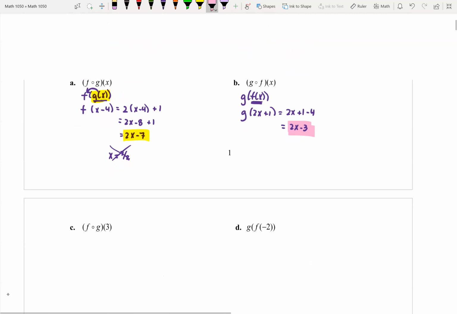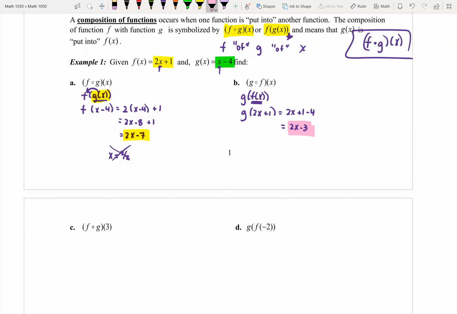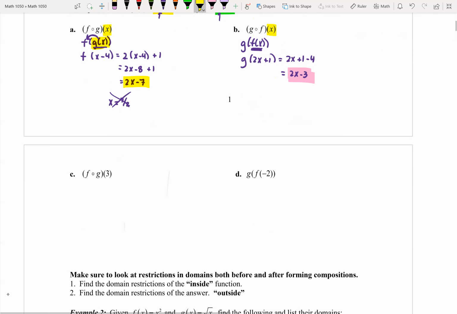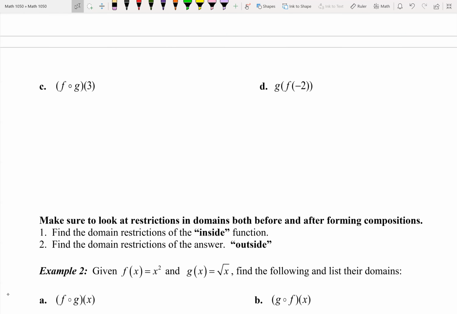F of g of 3. Okay, so this is different. Do you see right here, guys, on A and B? Do you see how those are just variables? It's like an x. And now on C and D, I have numbers. So everybody right here, write down numbers. You go from right to left. So you do it backwards if it's a number, like the 3 and the negative 2.